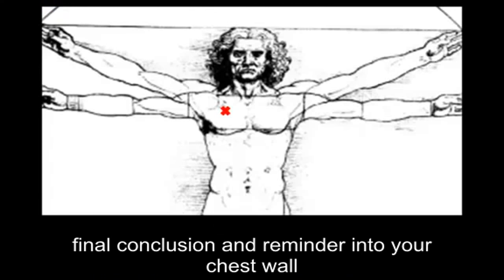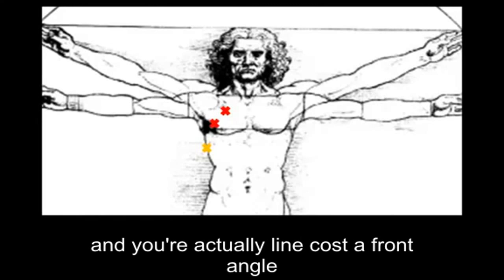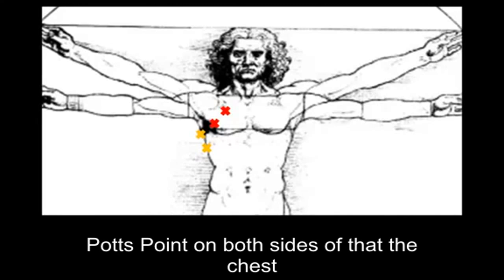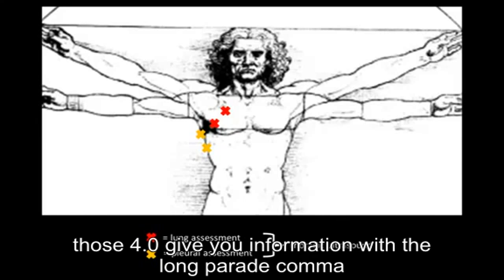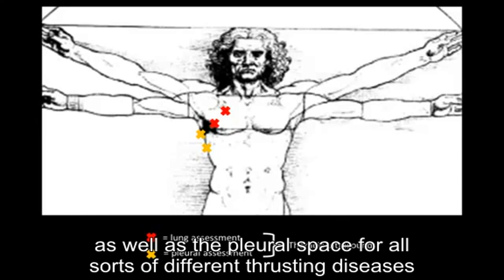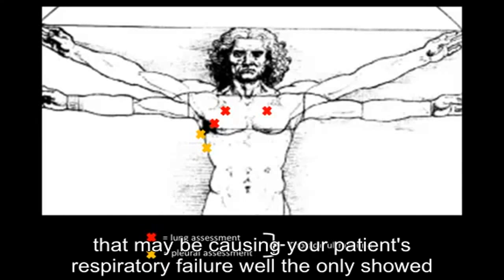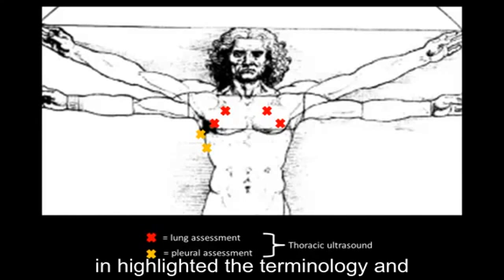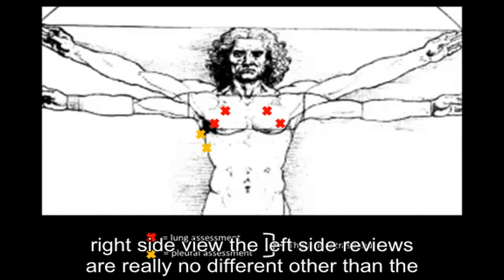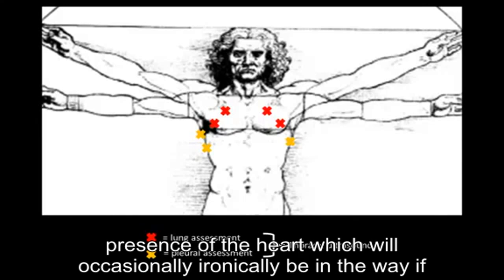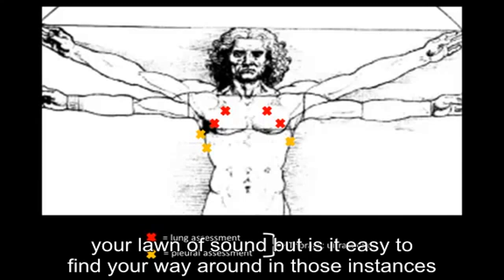So as a final conclusion and reminder: anterior chest wall, anterior axillary line, costophrenic angle, PLAPS point on both sides of the chest. Those four points will give you information about the lung parenchyma, as well as the pleural space for all sorts of different thoracic diseases that may be causing your patient's respiratory failure. While we only showed and highlighted the terminology and right-sided views, the left-sided views are really no different other than the presence of the heart, which will occasionally, ironically, be in the way of your lung ultrasound, but is easy to find your way around in most instances.